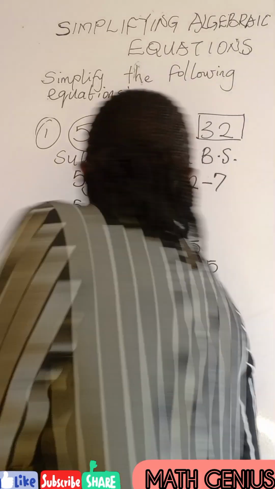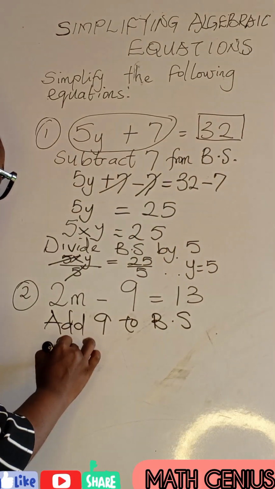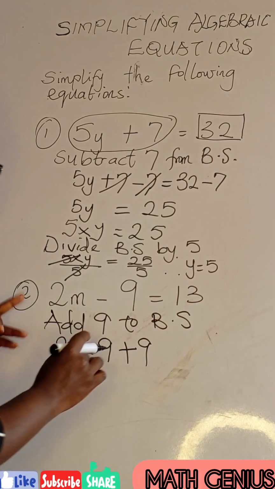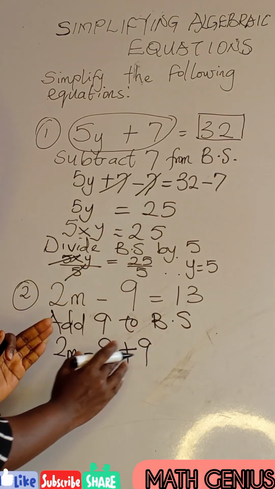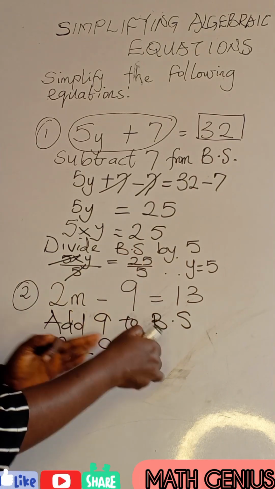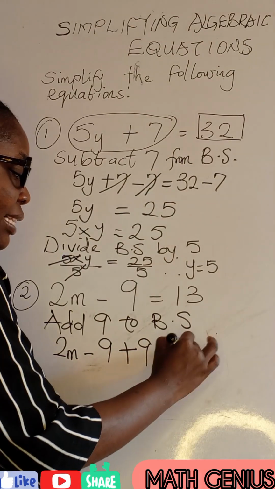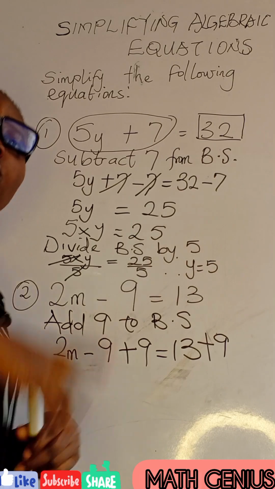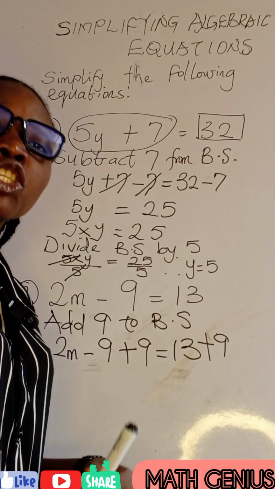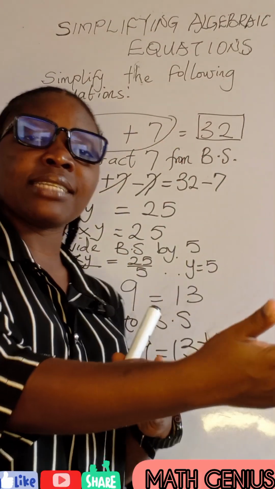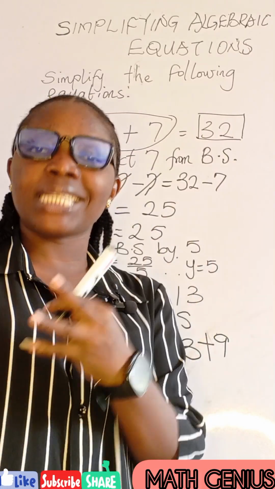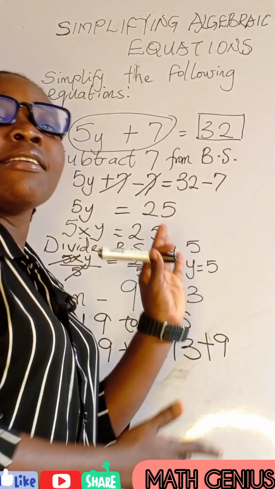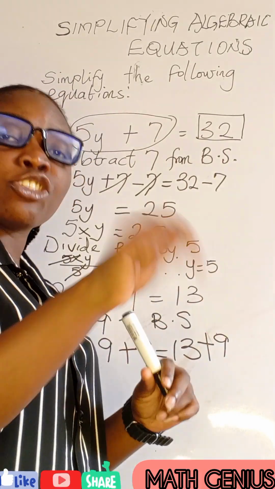Good. Now, we have 2m minus 9 plus 9, because an equation has two sides. So we write the left hand side, we add 9. We write the right hand side 13. We also add 9. Whatever you do to the left hand side must be done to the right hand side. There must be a correspondence. If the left hand side is affected by anything, the right hand side should also be affected by such.